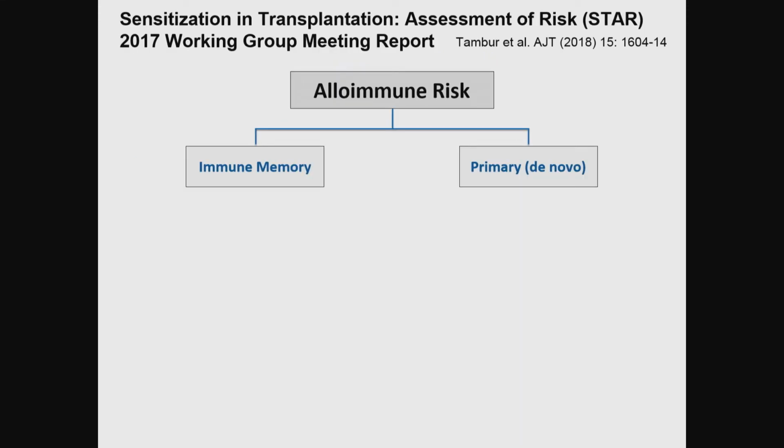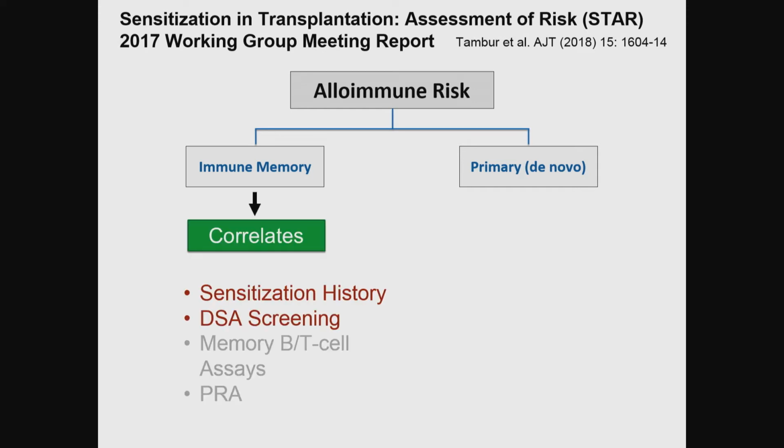Now, one of the things that the STAR paper did a good job of, and it's been introduced already, is identifying that there really are two types of alloimmune risk. There's immune memory, meaning you've been previously exposed, and then there's primary, sometimes called de novo alloimmunity. If we think about the major correlates that we know about for immune memory, we have sensitization history that we can ask and rule out. We have DSA screening, which is highly sensitive. And in the future, which I've grayed out at the bottom, we may have memory B and T cell assays. These are in development, but they're certainly not widespread yet.